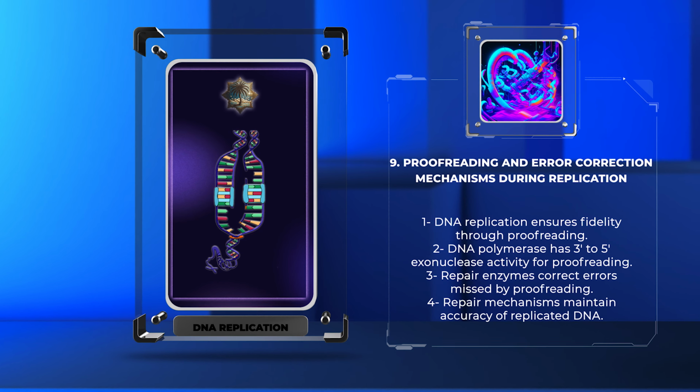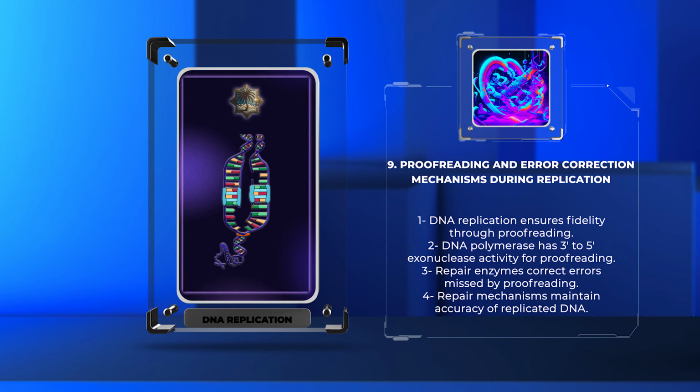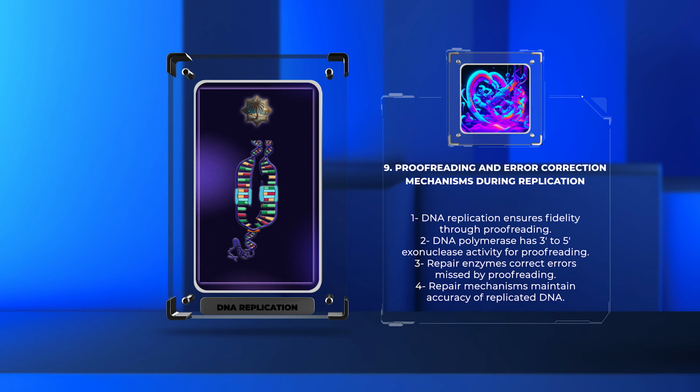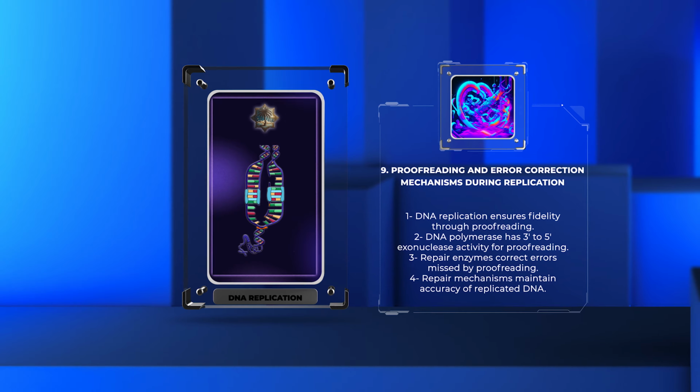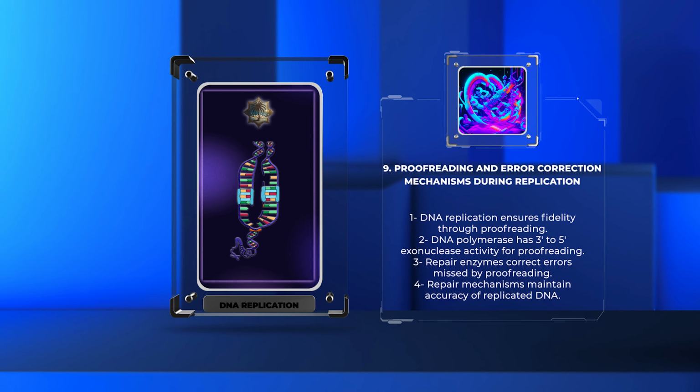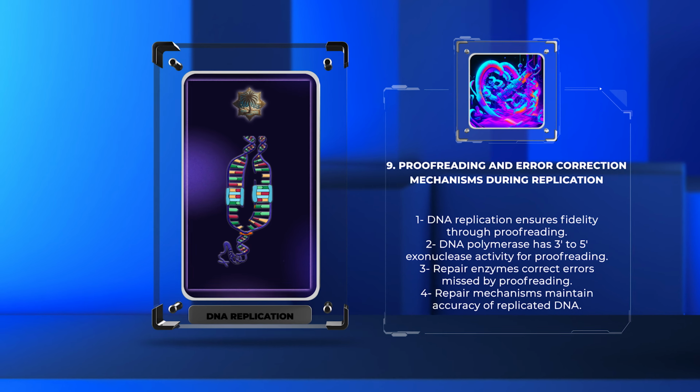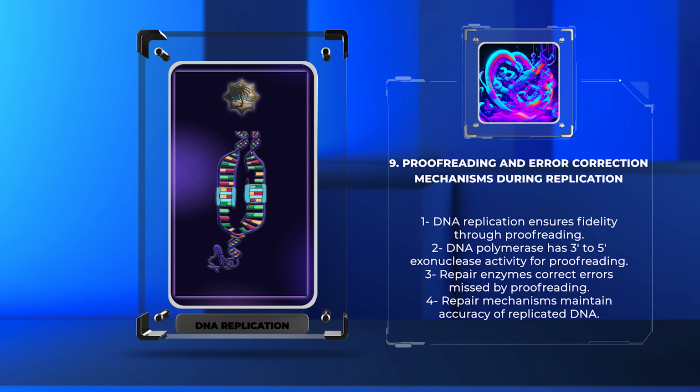Furthermore, specialized repair enzymes monitor the DNA replication process and identify any mismatches or errors missed by the proofreading activity of DNA polymerase. These repair mechanisms correct errors and ensure the accuracy of the replicated DNA.